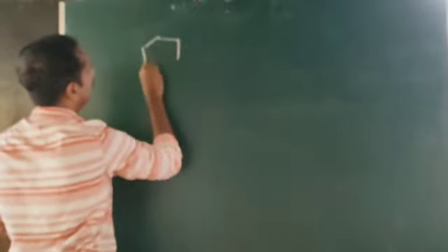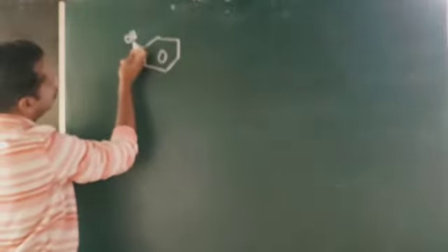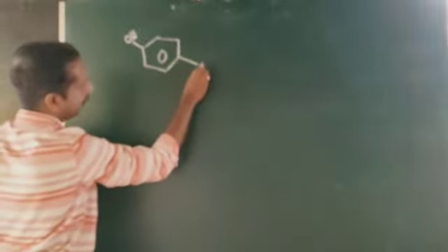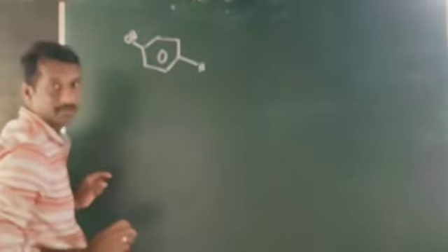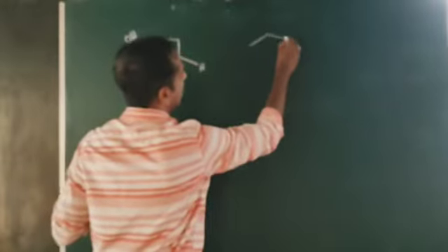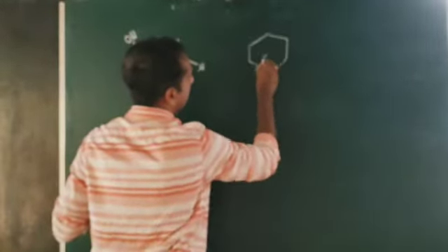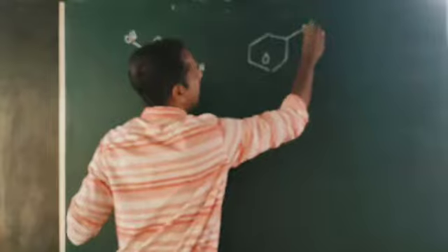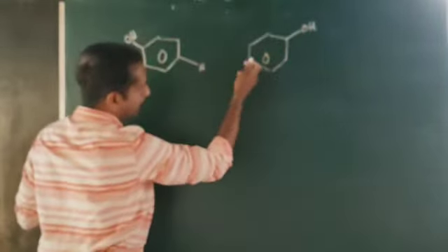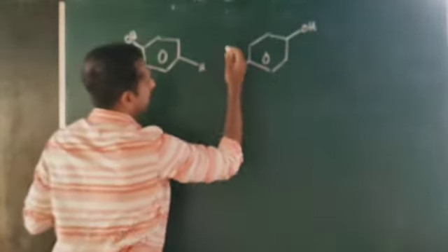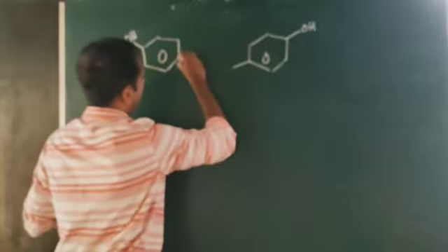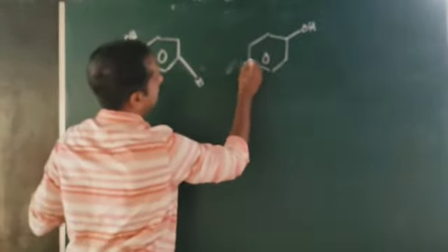Now 2 moles of phenol. I am writing this is phenol. I am showing the OH group here, and at the para position you write this hydrogen like this. This is the first mole of phenol, and the second molecule, again you are writing like this. Here it is OH, this is phenol, and at the para position write the hydrogen like this.